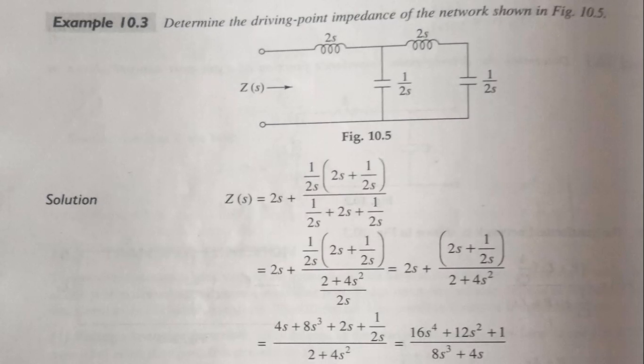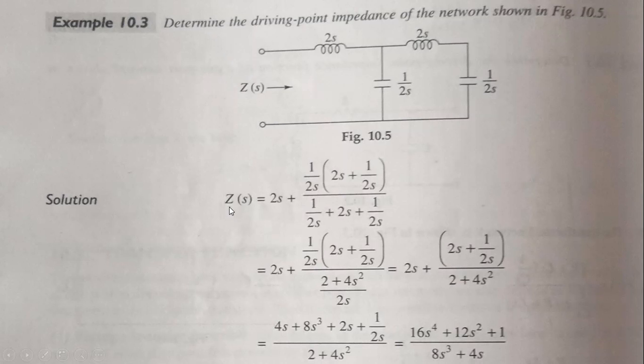Determine the driving point impedance of the network shown below. Here the inductors and the capacitors are mentioned instead of the resistors. The inductor is here, the capacitor is here, connected in series. This inductor is in series with the capacitor, and these two are in parallel with the capacitor, and all these are in series with the 2s. So the same thing is going on.